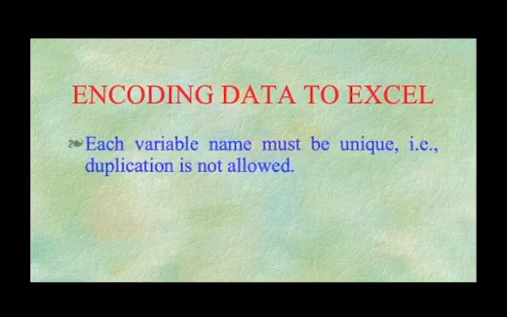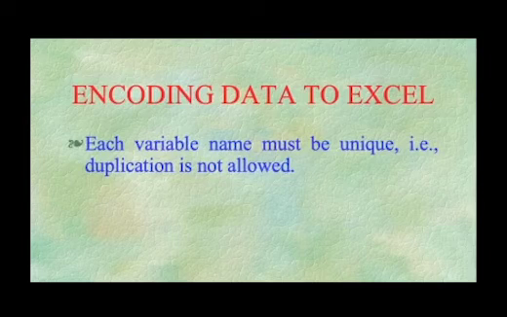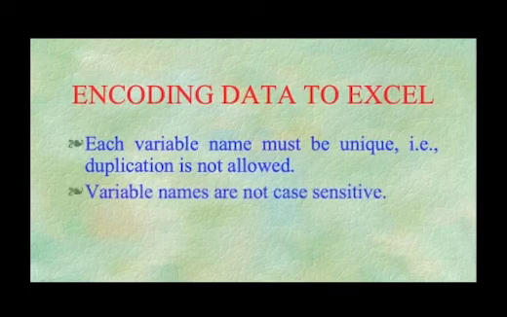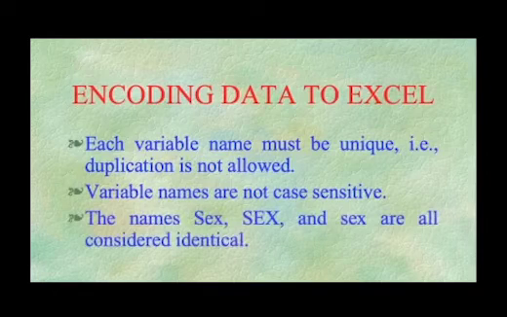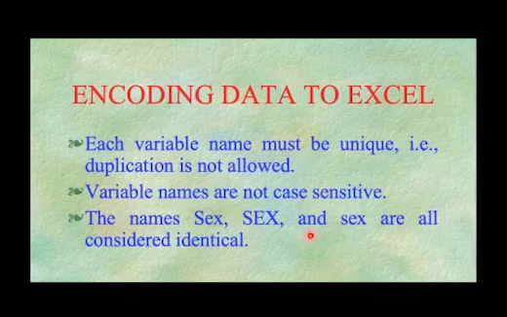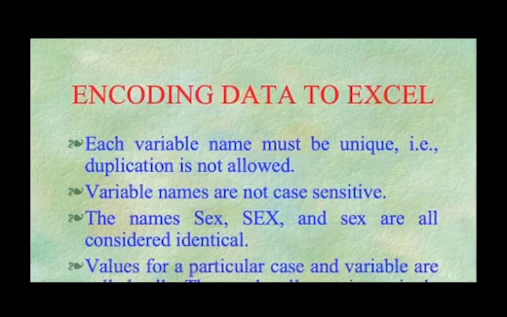Each variable name must be unique, meaning no duplication is allowed. And variable names are not case sensitive. Names like this are all considered identical. So values for a particular case and variable are called cells. And so each cell contains a single value of the variable for a case or for a respondent.